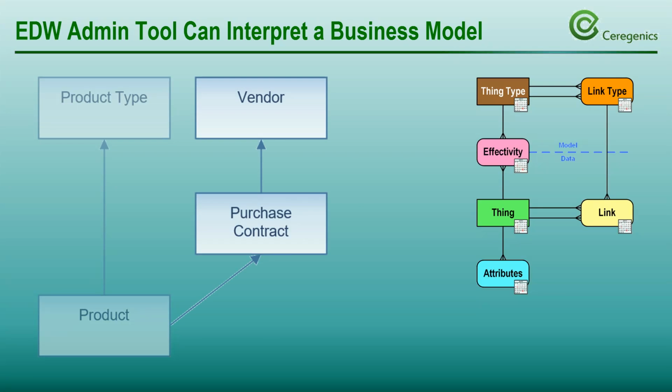When later we add a vendor entity to the business model, and also a purchase contract entity to relate products to the vendors, the data warehouse automation tool will need to simply add entries for vendor and purchase contracts to the thing type table, then one link type record to capture the relationship between product and contracts, and another for the relationship between contracts and vendor.